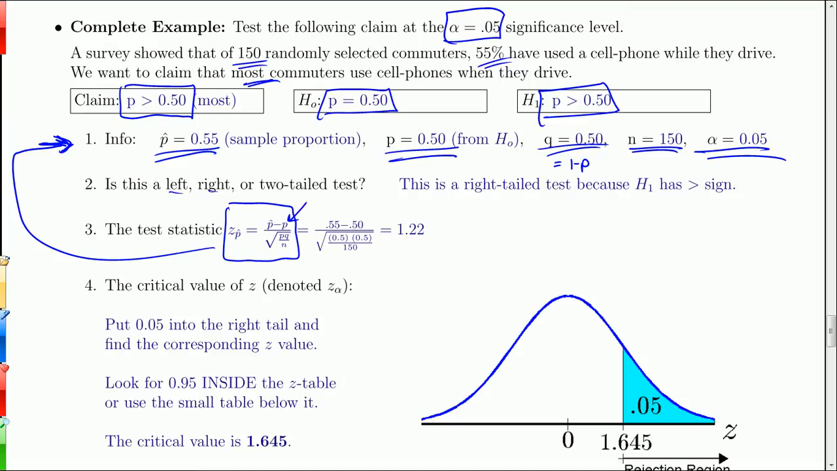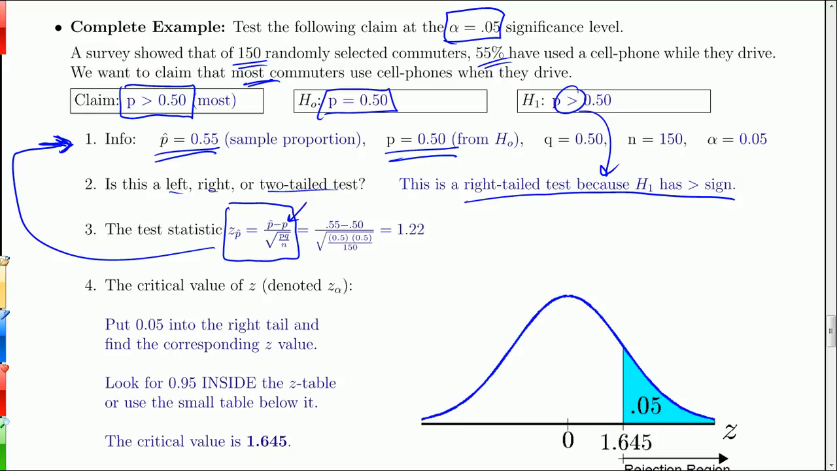Is this a left, right, or two-tailed test? This is a right-tailed test. Right-tailed test because of that greater than sign. You look in the alternate hypothesis, and the alternate hypothesis tells you whether it's left, right, or two-tailed. And then the test statistic, and we'll get into this in the next chapter, is given by this formula. So we put in P hat, P from the null, P again, Q over N. Plugging all that into my calculator accurately, I get 1.22.